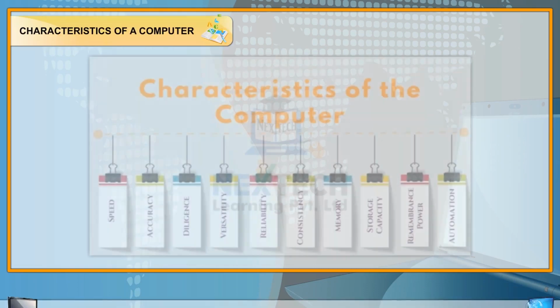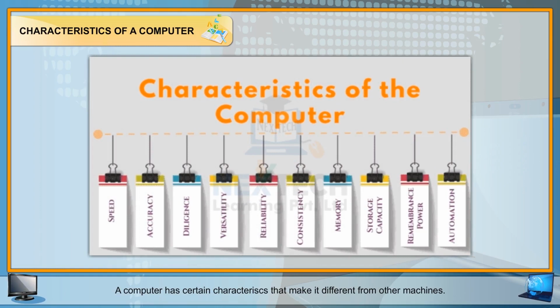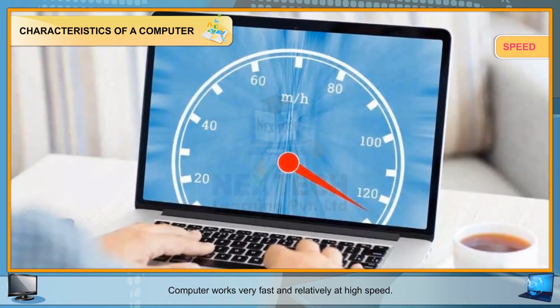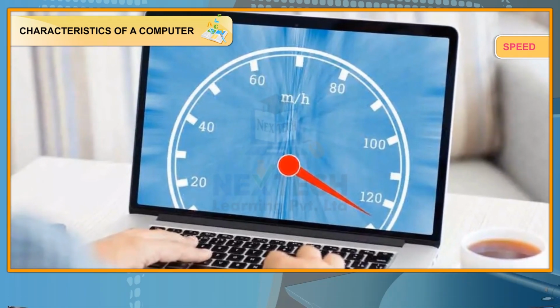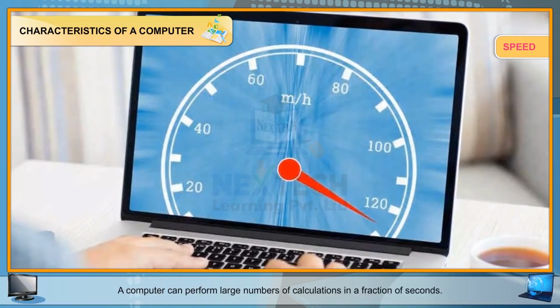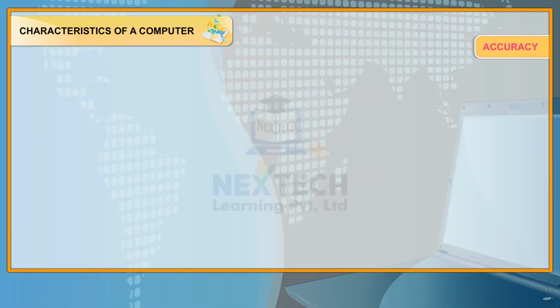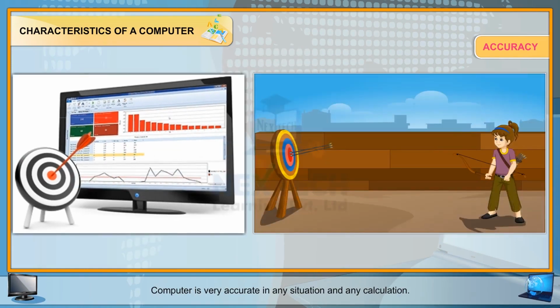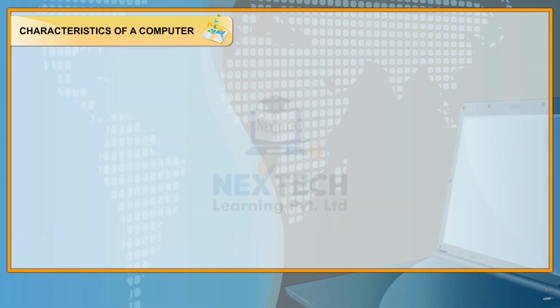Characteristics of a computer. A computer has certain characteristics that make it different from other machines. They are as follows. Speed. Computer works very fast and relatively at high speed. Its speed can be measured in instructions per second. A computer can perform large numbers of calculations in a fraction of seconds. Accuracy. Computer is very accurate in any situation and any calculation. There will be very little possibility of any fault in the output if given input is right.